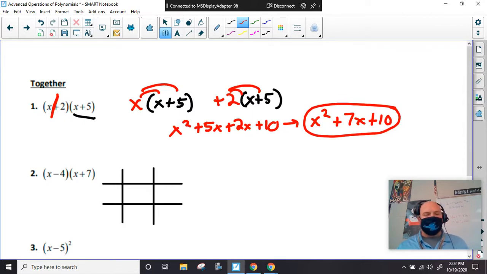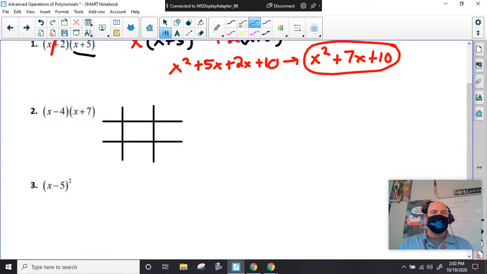Now, I didn't erase this from a while ago, but it looks like I'm about to play tic-tac-toe on number 2, does it not? So this is the second method, which is just called the table method, because we have a table. Now, what we do here is we're going to take each term of this first parenthesis and write it like this. So x goes here, minus 4 goes here. And the second one I want to do up top, x right here, and a plus 7 right here.